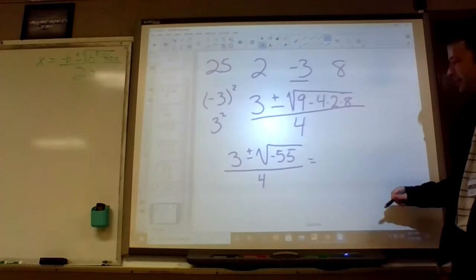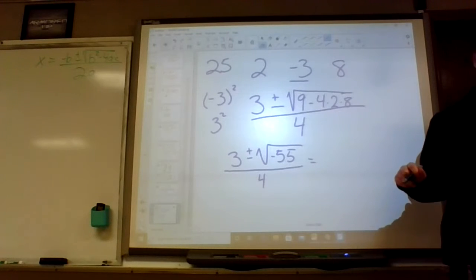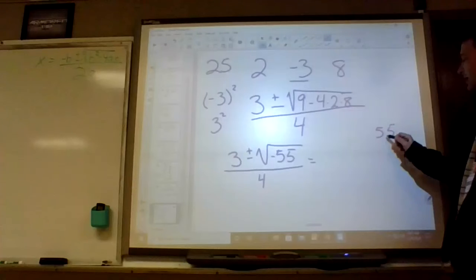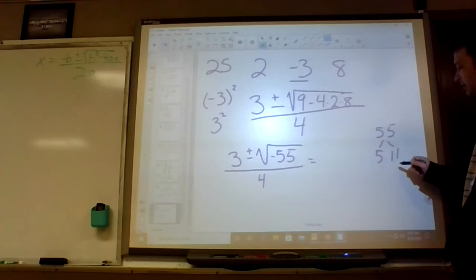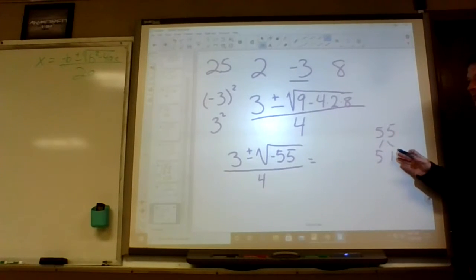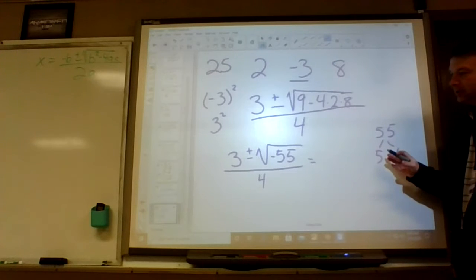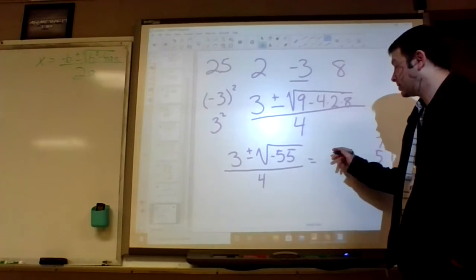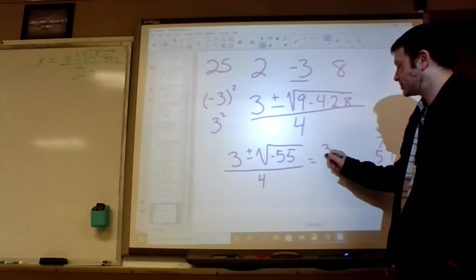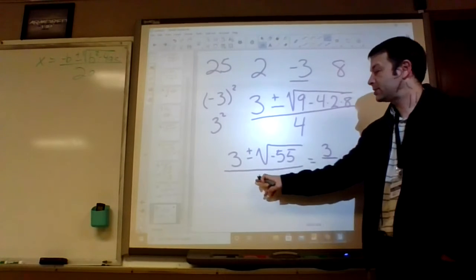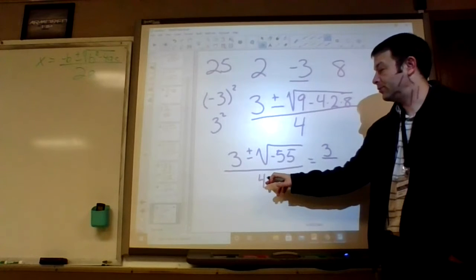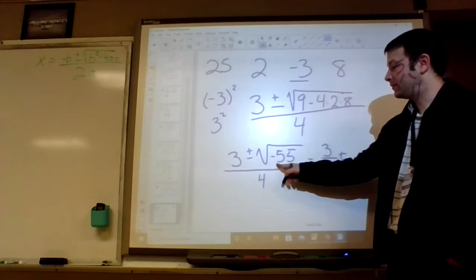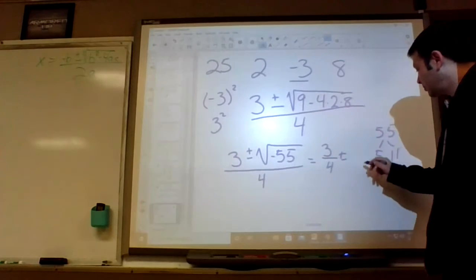Does 55 simplify? Square root of 55? No. It's 5 times 11, and those are primes, so there's no doubles, so it doesn't simplify. But the negative comes out as an i. So I'm gonna go ahead and split these into 2, like the book likes us to. So I'm gonna call that 3/4 plus or minus i square root of 55 over 4.